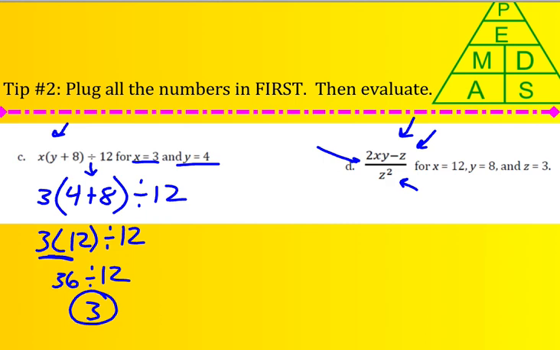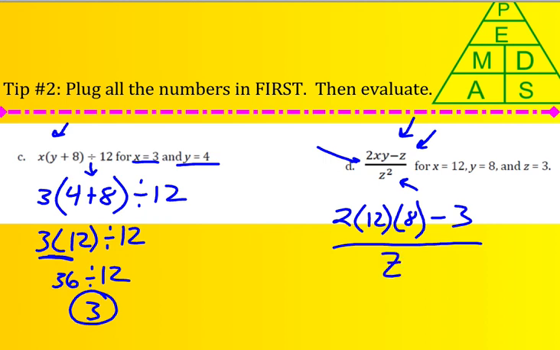And here we go. 2 times X is 12, Y is 8, minus Z, and Z is 3, all over Z squared. Oops. What is Z again? Z is 3. So it is 3 squared. What do we got here? We'll do the top first. Couple multiplications and then the minus 3.